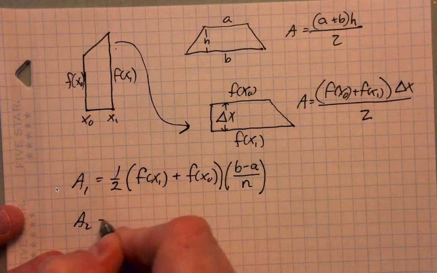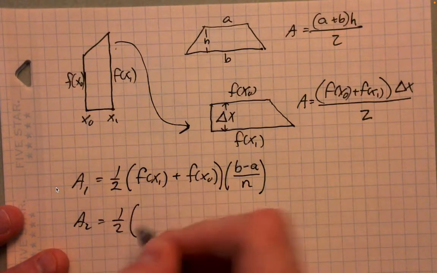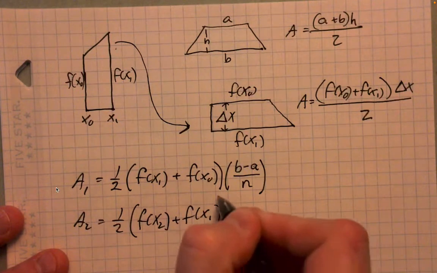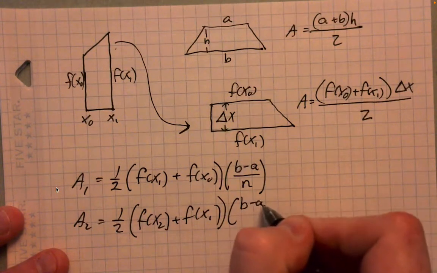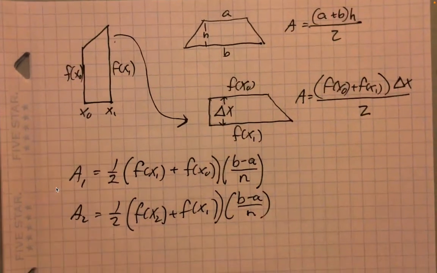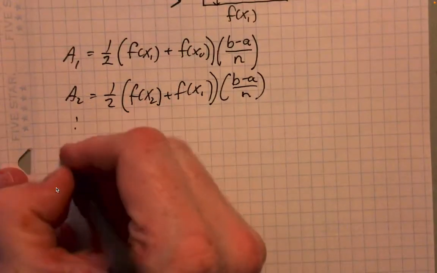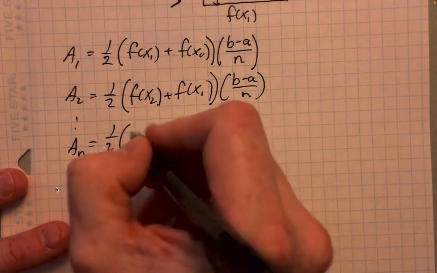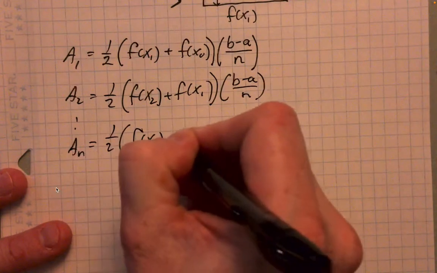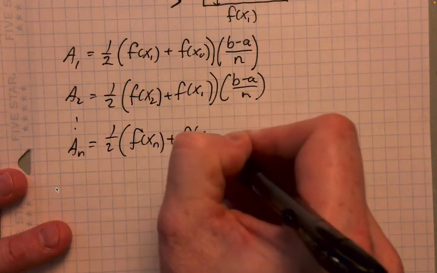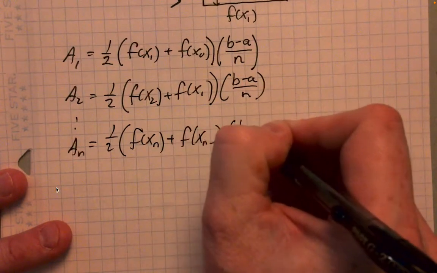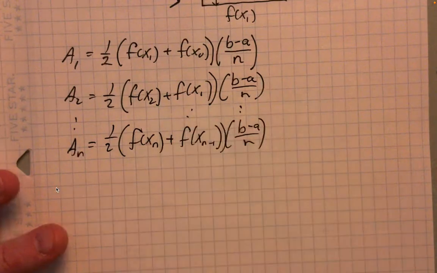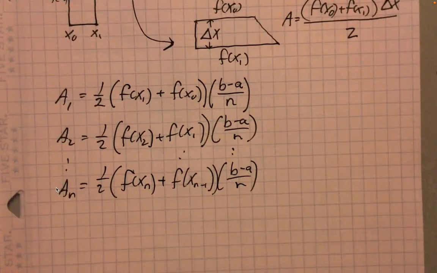The area of the second trapezoid would have the same form. It's just going to be 1/2 times f of x2 plus f of x1 times b minus a over n, and so on, and so on. The nth trapezoid would be 1/2 times f of xn plus f of xn minus 1 times b minus a over n. We can continue this on and on.